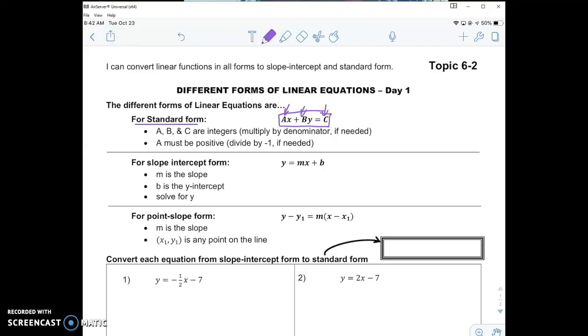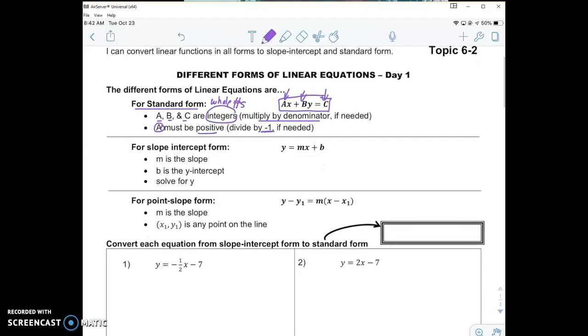There's a few rules for standard form. The first is that the numbers a, b, and c have to be integers. In other words, they must be whole numbers. If there's a fraction, to get rid of it, we can multiply by the denominator. The second rule is that the first number, a, has to be positive. If it's negative, then we can divide everything by -1 in order to make it positive. Most of the time, standard form is used for word problems.